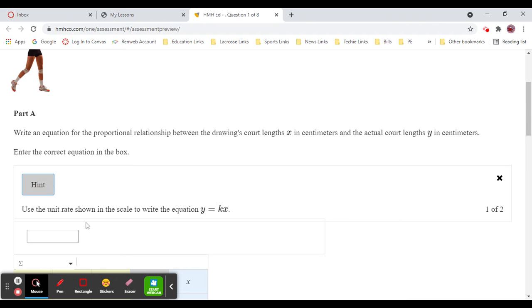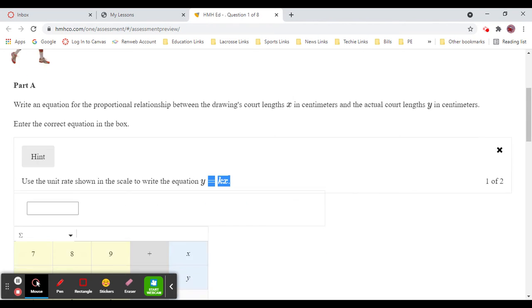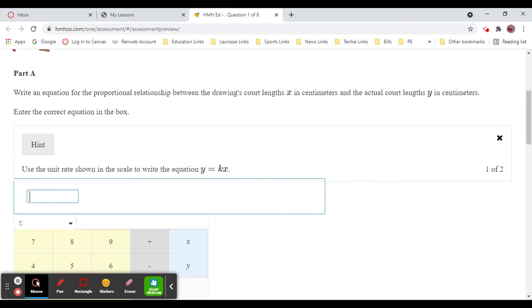And you can use a hint button. This is pretty much what I just read you. Y equals kx. These all come back around. So y equals 22.5x. So basically whatever number I want to come up with, I'm going to multiply it by 22.5. And that's going to give me my actual length.